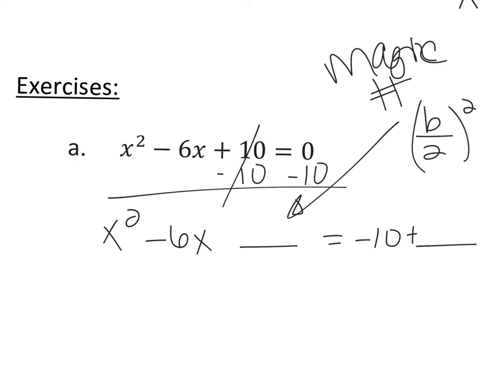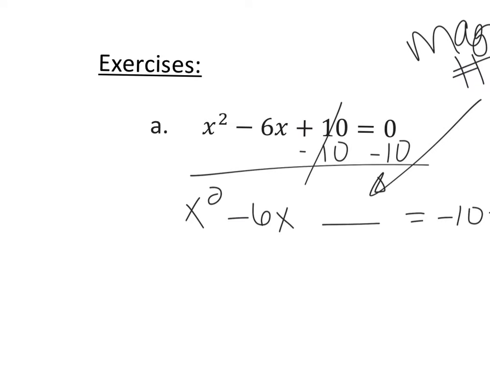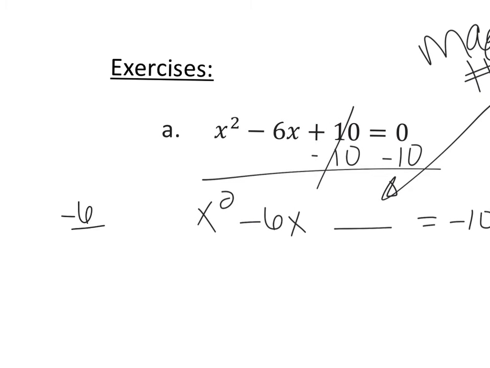And the way that you find it is you do b divided by 2 and square it. So you would do negative 6 divided by 2 and square it. Negative 3 squared, you get 9. Okay, but the logic that I used in the problem before works as well.